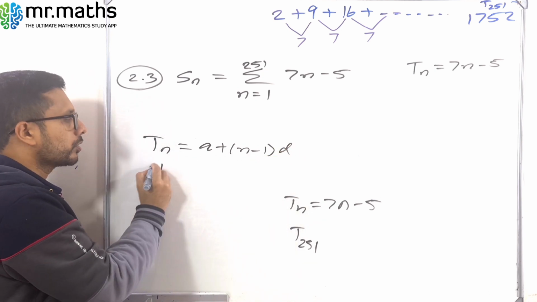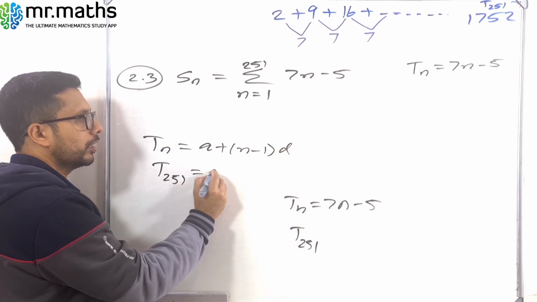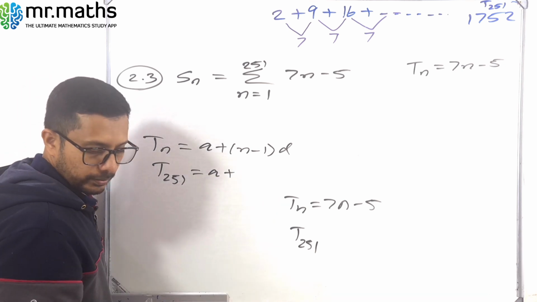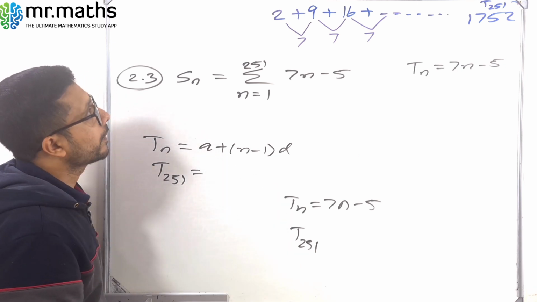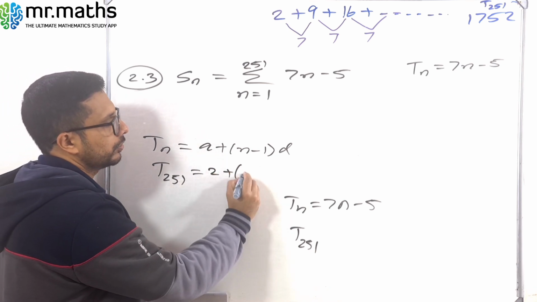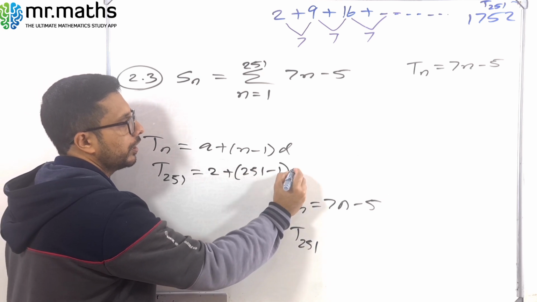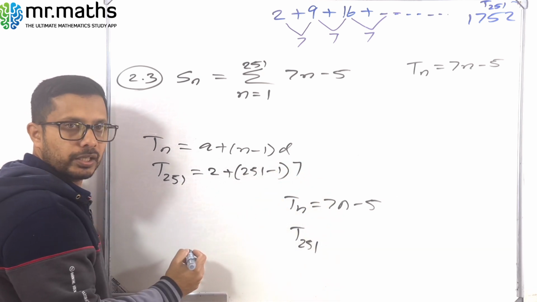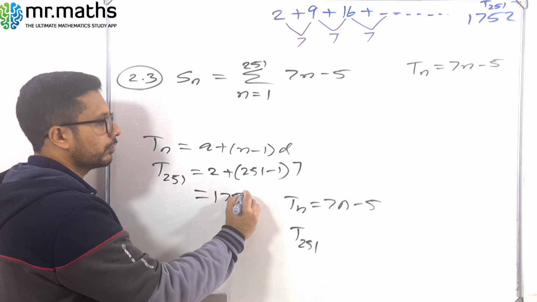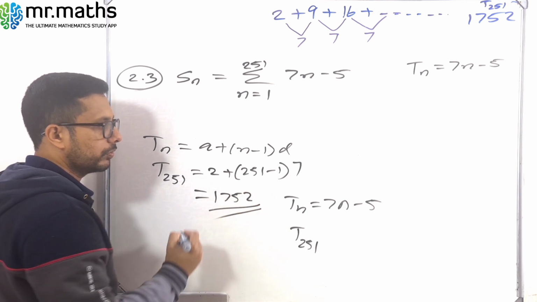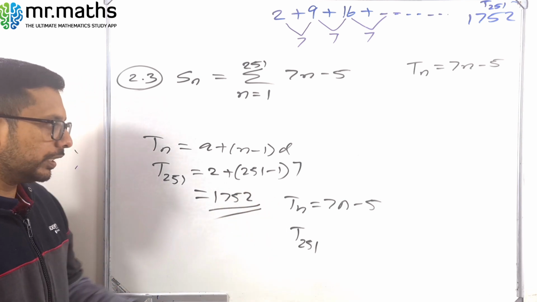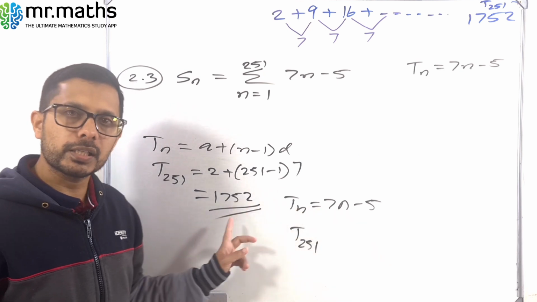Okay, then you substituted 251 is equal to a plus... a is what? a is 2, plus 251 minus 1 into d, that is 7. Okay, then you got the same answer, 1752. You understand? Without finding Tn you will get the same answer.